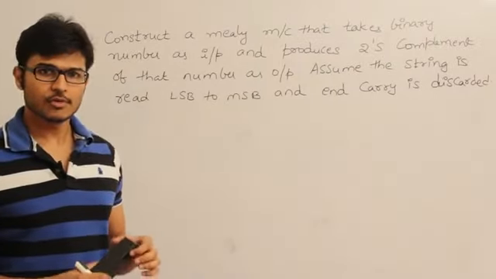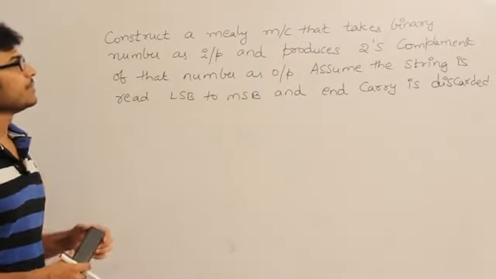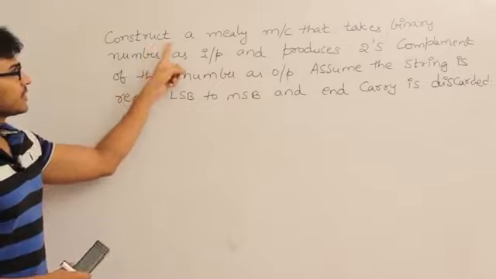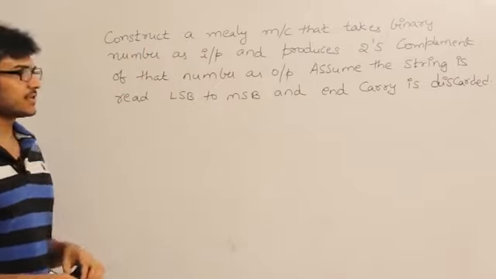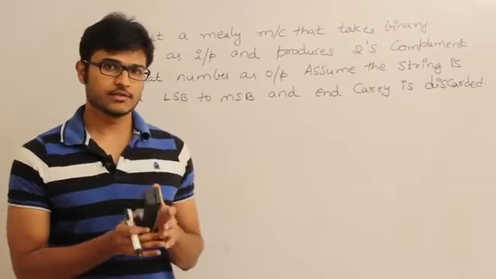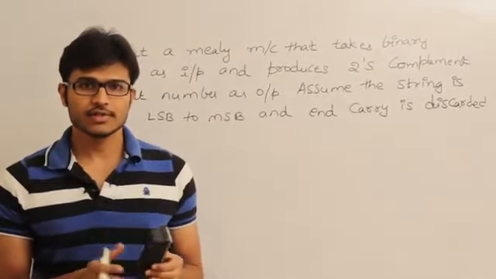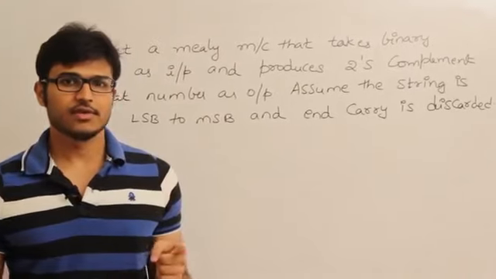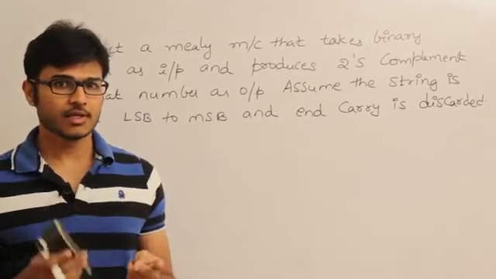Till now we have seen Moore machines. Now let us see a Mealy machine. Now the question is, construct a Mealy machine. A Mealy machine is nothing but, for every state, for every input there will be an output. It is not just that the output is associated with the state. For every state, for every input there will be an output.